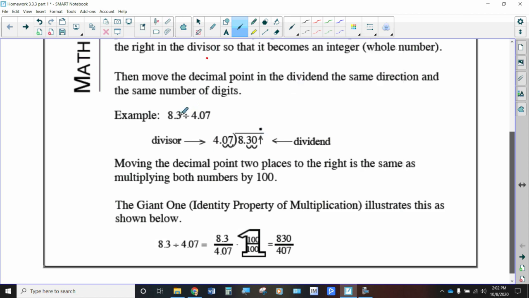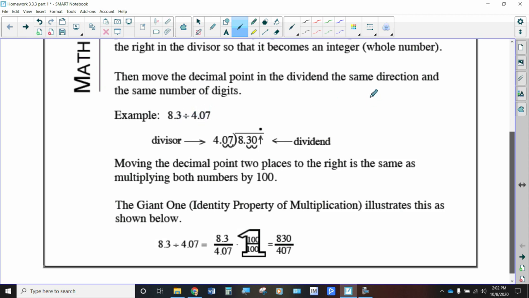So it's always a good idea to estimate. And remember my question, how many of these can you fit into there? How many 4s can you fit into 8? Your answer's got to be somewhere around 2, correct? It means that your answer is going to have a 2 in the ones place. But it's not always easy to figure out depending on what decimal numbers you're working through.